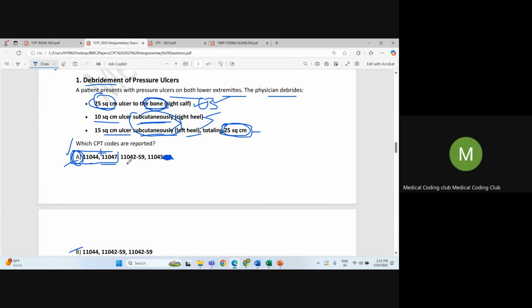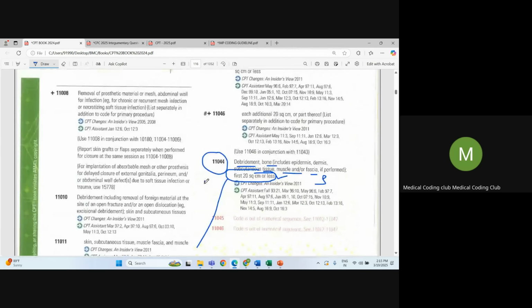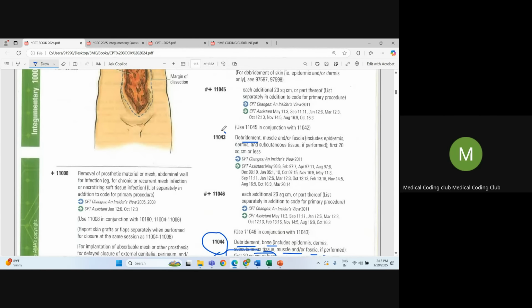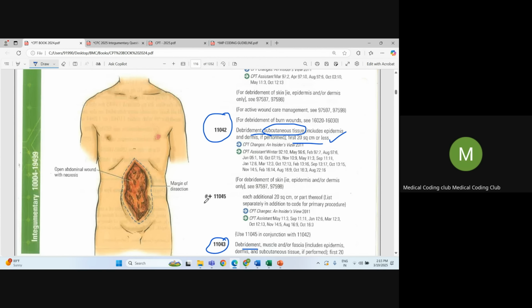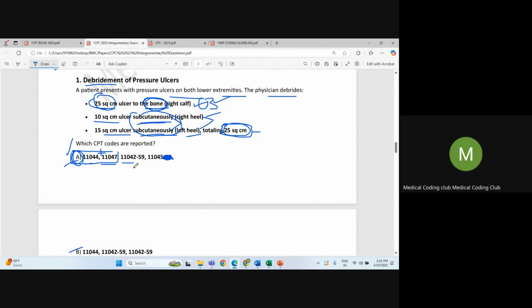Further, you can check up to subcutaneous, where you have 25 square centimeters. So now you have to code for the subcutaneous level. This is for bone level, and this is for muscle. For subcutaneous, we have 11042, debridement of subcutaneous tissue, first 20 square centimeters. Additionally, you have 11045, which covers each additional 20 square centimeters or part thereof. So for the additional 5 square centimeters for subcutaneous, you are supposed to utilize an add-on code as well. In our question, we have coded 11042 and 11045, which is the add-on code.